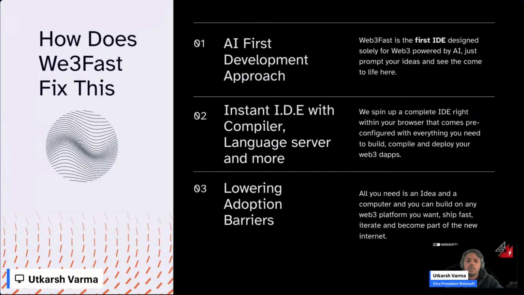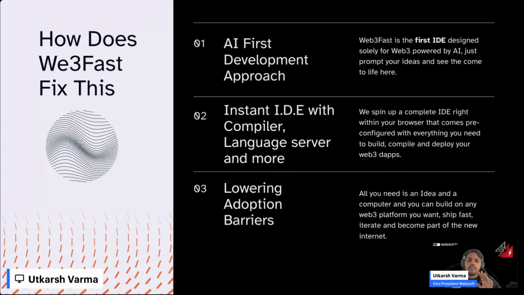How do we do that? Well, it's an AI first approach because we're in 2025, and 2025 is the year of the agents. So the goal is to build an AI first approach to developing Web3. We're not only doing this from an AI side and trying to give you an AI to build apps, but we're also trying to give you a full stack IDE.